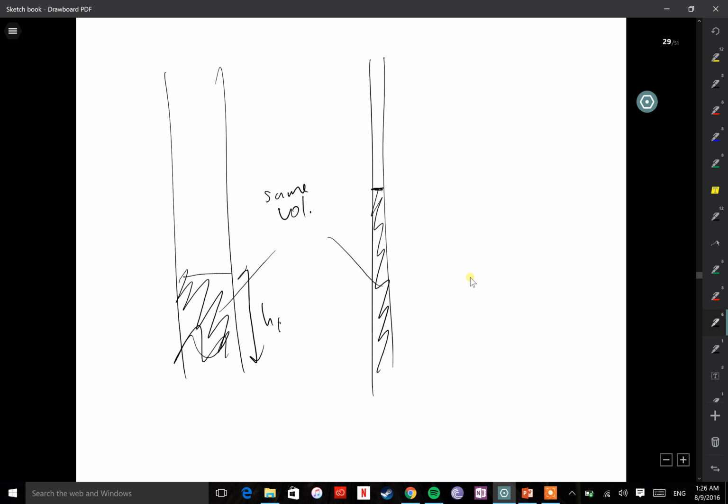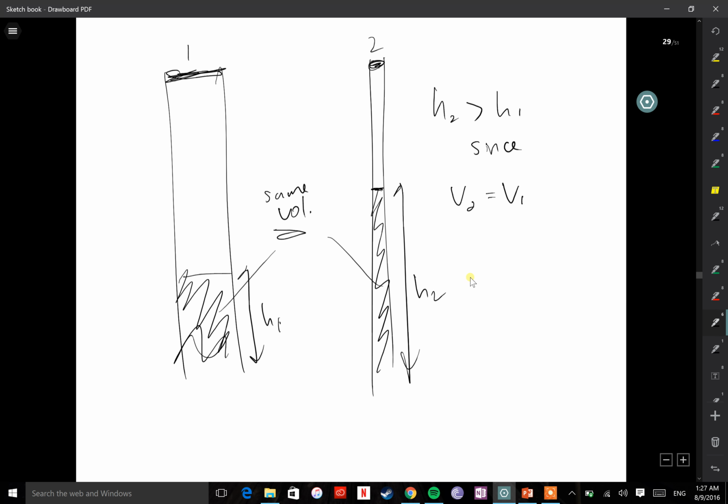Now temperature only increases its volume. It doesn't really increase its height. The main factor that it changes is volume. So you expect that for the same amount of temperature change, H2 will be greater than H1. Let's call this 2 and this 1. Since V2 equals V1, and the cross-sectional area A1 is greater than A2, naturally H2 will be greater than H1. So that's the idea of a capillary tube.